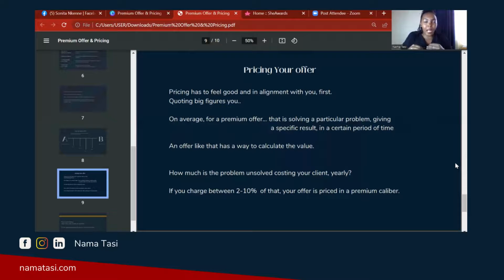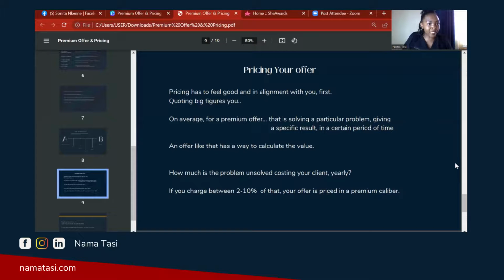Don't attach a big price to your solution just because the gurus and the experts charge this much, and yet it's making you feel wobbly. We talked about this because I mentioned when you attach such a big price that you're not aligned with, just because it has to be high ticket and this is what everyone else is doing, you start overcompensating in your offer.